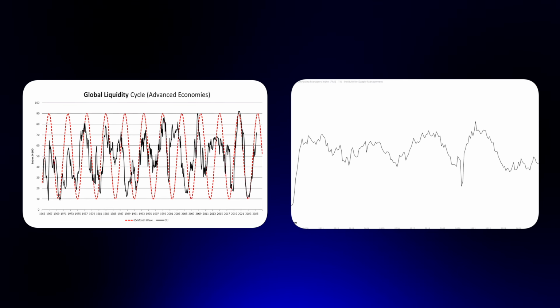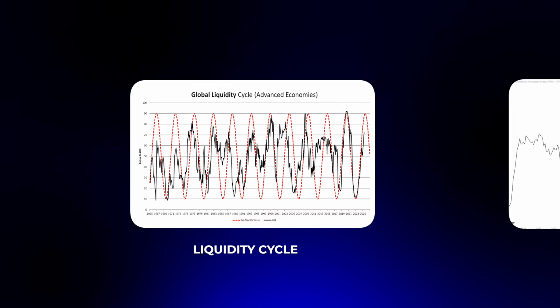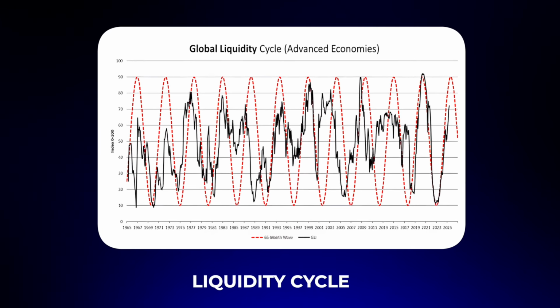Now guys, in this video, we're going to break down the two main cycles that I think are some of the most consequential aspects of what drive crypto and overall market cycles, the liquidity and the business cycle. So let's start out with the liquidity cycle. It's something we are all familiar with.